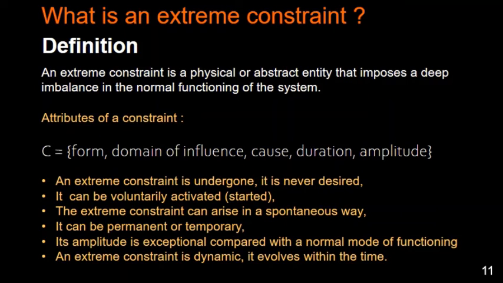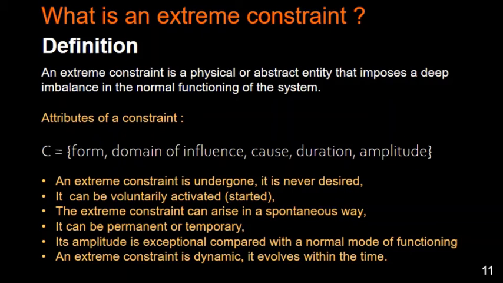Okay, so now let's try to give a definition of extreme constraint. We can say that an extreme constraint is a physical or abstract entity, and it imposes a deep imbalance in the normal functioning of the system. If you want to explain constraint in a little more detail, you can define attributes: form, domain of influence, cause, duration, and amplitude. I will explain it just after.